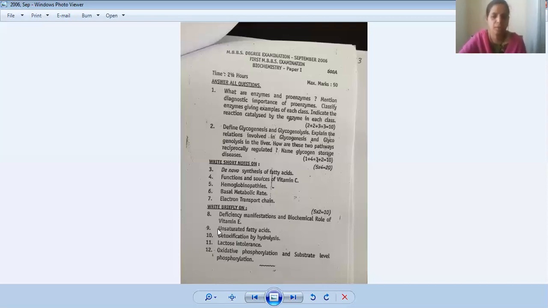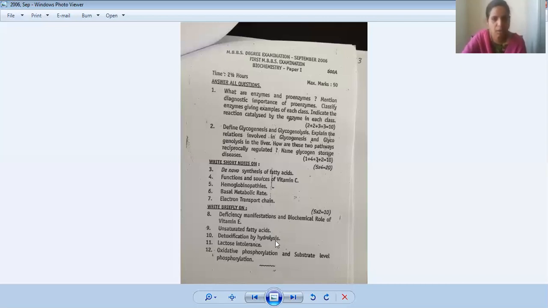Then what are unsaturated fatty acids? Fatty acids with double bonds in their structure, double bond or triple bond. Can you name a few? Linoleic, linolenic, arachidonic. Palmitic is saturated. Linoleic, linolenic, arachidonic.